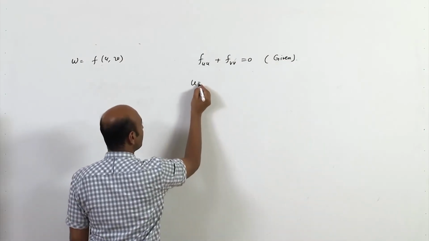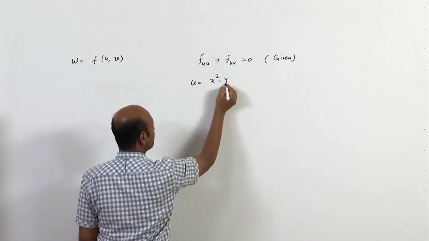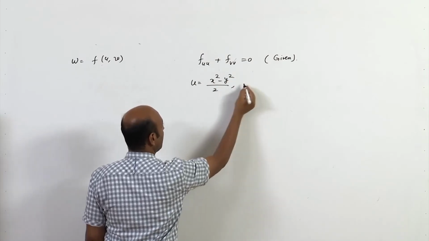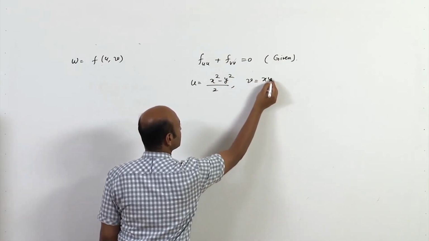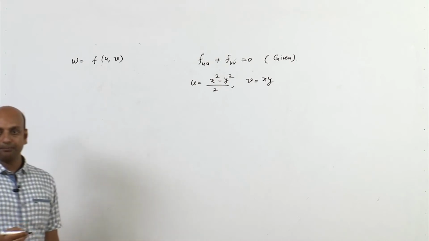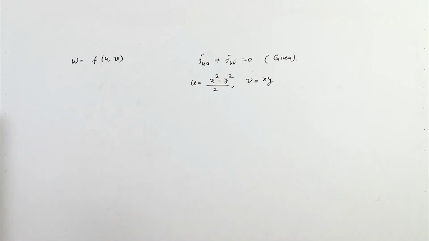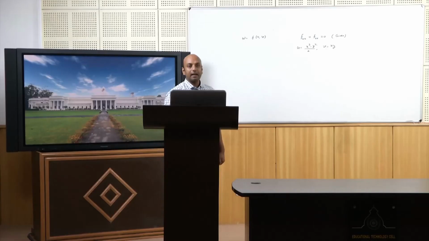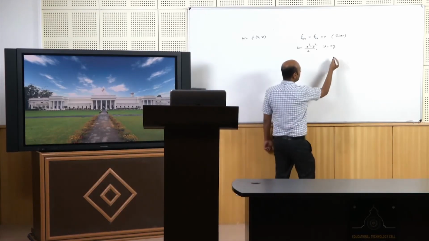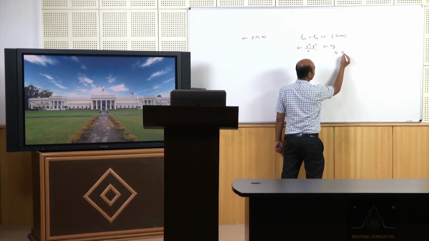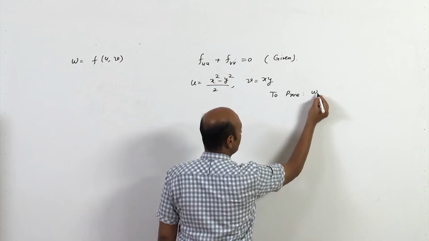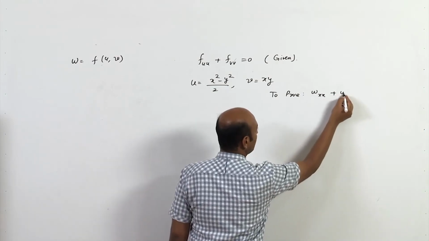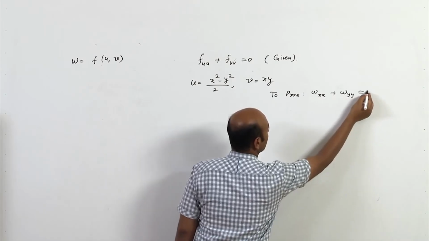Now, u is a function of x and y, which is given as x square minus y square by 2, and v is again a function of x and y, which is x into y. We have to show that w also satisfies the Laplace equation with respect to x and y, that is, we have to prove that w x x plus w y y is equal to 0.